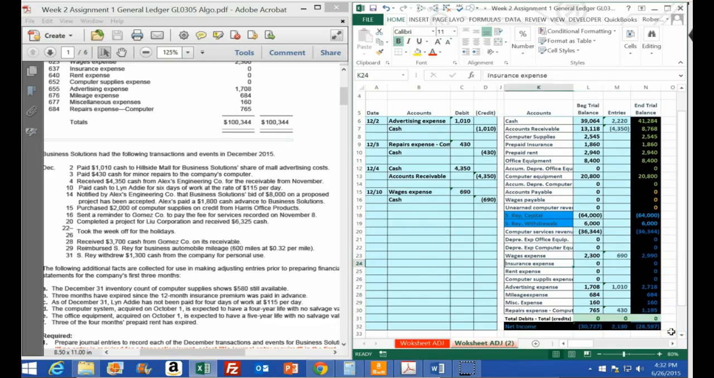Okay, so then we're going to go to 1214, which says notified by the engineer that Business Solutions' bid of $8,000 on the proposed project has been accepted. Alex has paid $1,008 cash advance to Business Solutions. All right, so is cash affected? Yeah, we paid cash in this case. Cash is the debit balance.